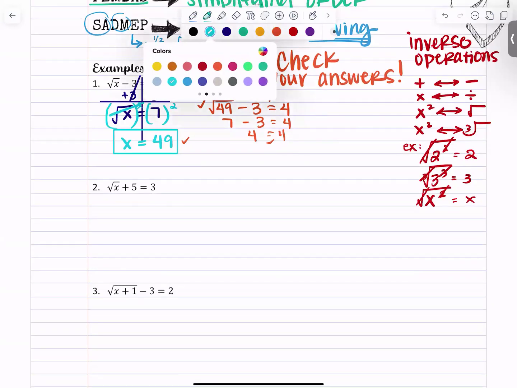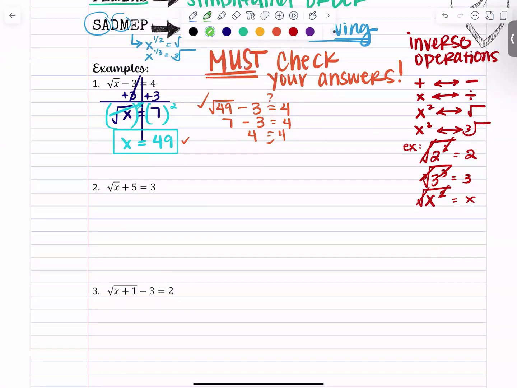I'll give you a minute to kind of write that down. Pick my color choice. So you have to check to make sure it works, because look at the next problem. It looks exactly the same, right? But the numbers are a little different. But when you subtract 5, okay, you get -2. So x equals -2.